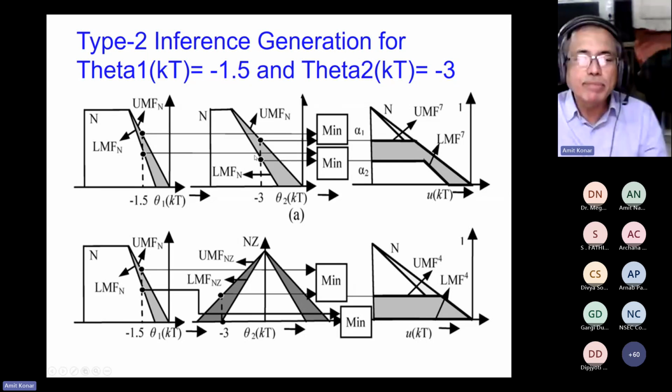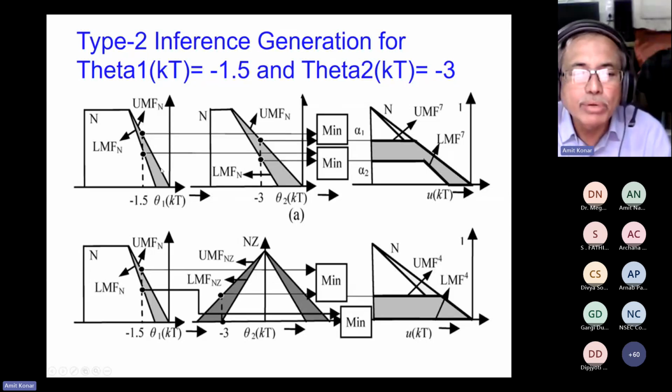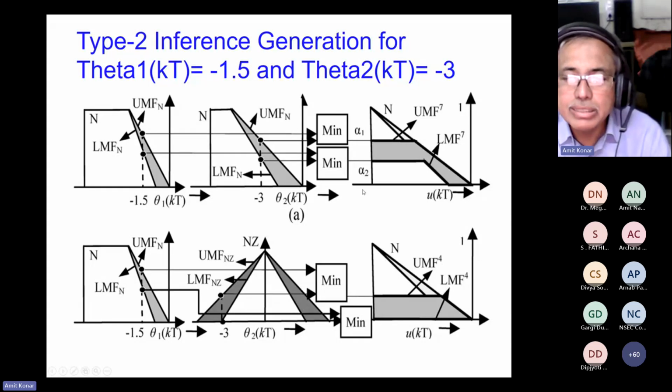We take the minimum of the lower membership functions, these two minimum, and that is called alpha 2. And we take the minimum of the upper membership functions, that is alpha 1. And this is the concluding signal U1 KT or UKT, that is the control signal, and it looks like this. This is actually looking like this with the interval type 2 fuzzy set.